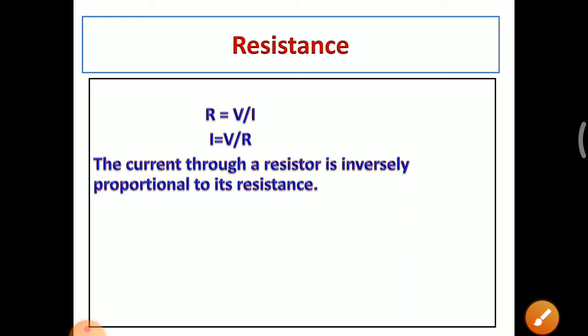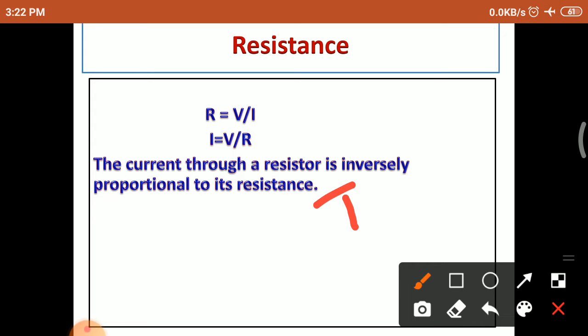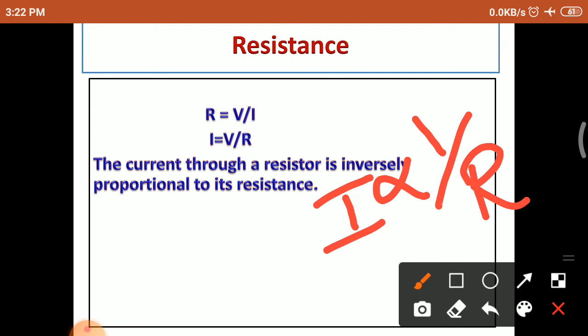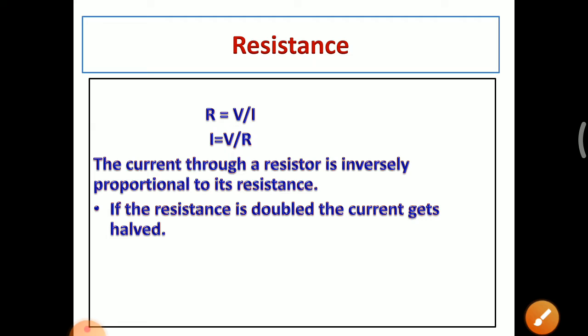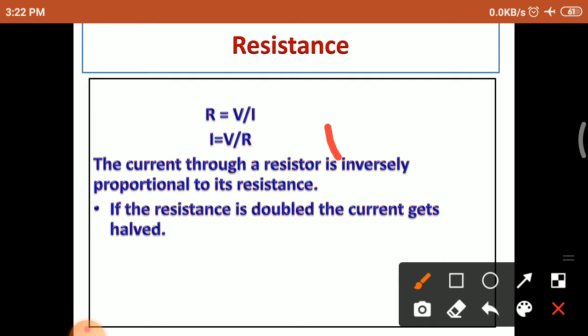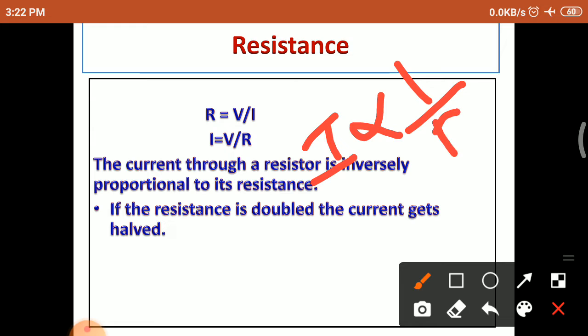So the current through a resistor is inversely proportional to its resistance. How can I say that the current is inversely proportional to resistance? Because in this formula I is inversely proportional to R. If the resistance is doubled, the current gets half. How? Because I is inversely proportional to 1 by R.